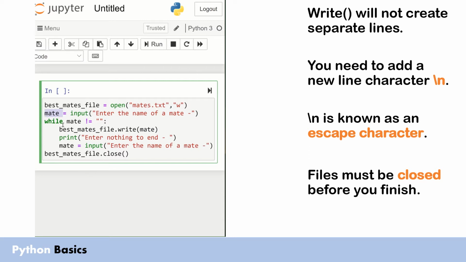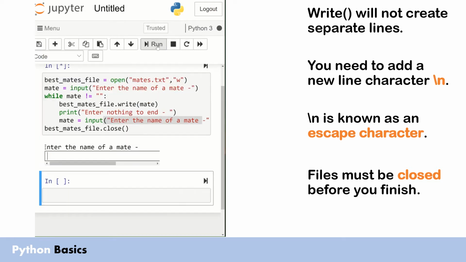Then it's going to keep looping while mate is not empty. It will write that mate to the file. Here I've got the file handle, best mates file, which is created here. And then I use the write command to actually write out the string that I've entered with this input. Then just a little bit of reminder text saying enter nothing to end, and then I'll ask for another mate. This loop will just keep going until I enter nothing, so I just press enter, and then it'll close. So let's run this program and see what happens.